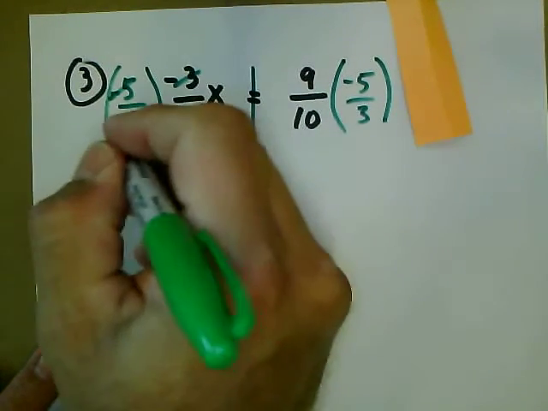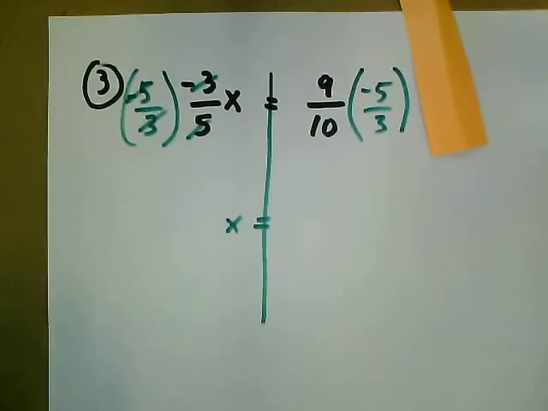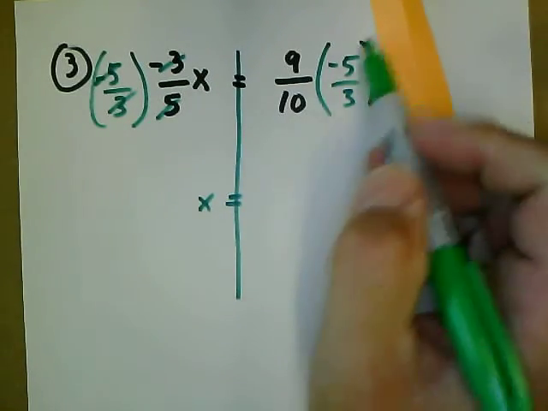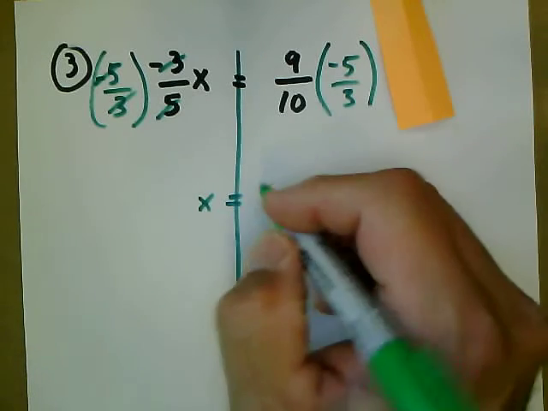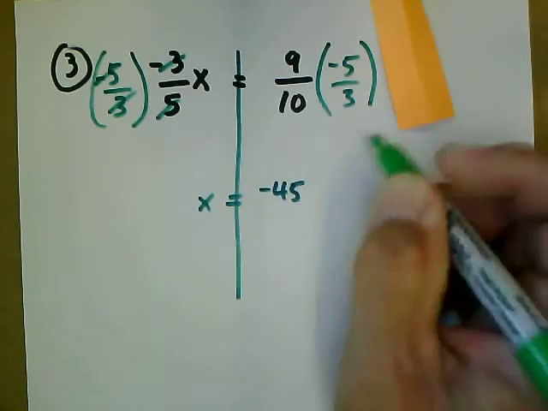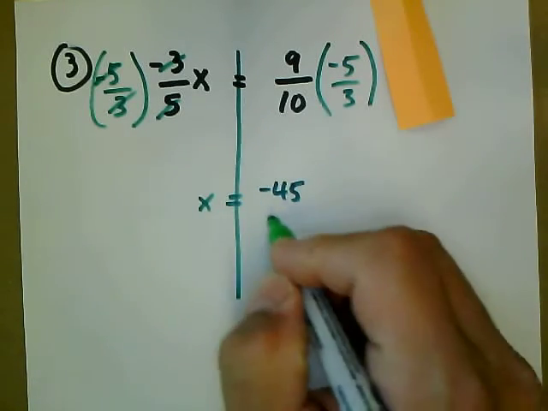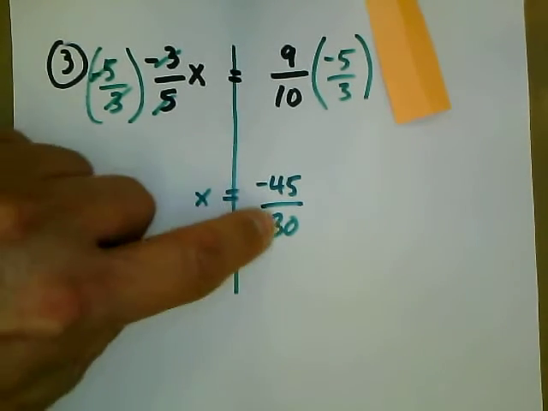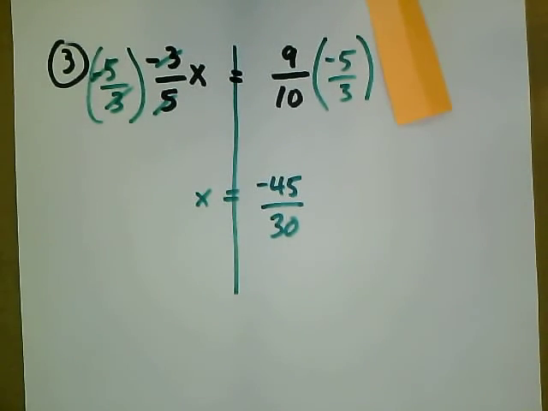If it makes you feel better, put the negative here, so the negative and negative make positive. I don't care. But when we do this here, we don't want the negative on the bottom. So 9 times negative 5 is negative 45, and 3 times 10, or 10 times 3, is 30. Now, I know they're not both even, but they are a 0 and a 5, which means 5 can go into both of them, which is going to take us where?